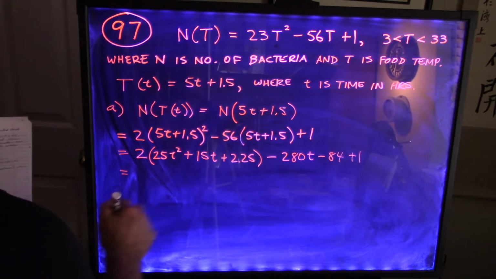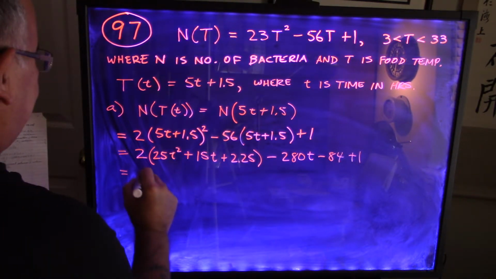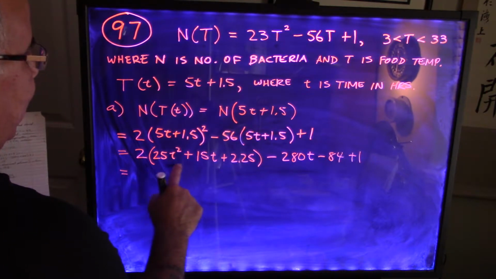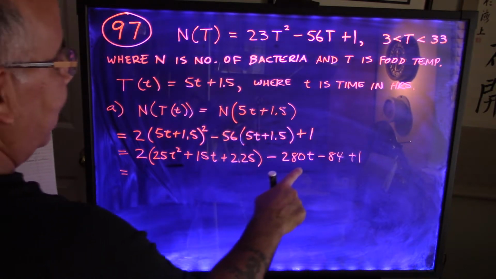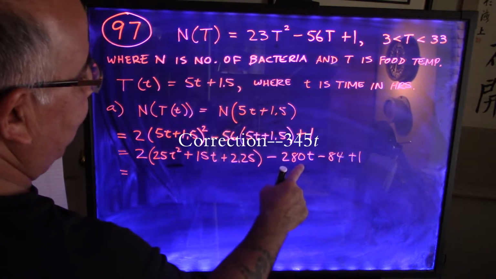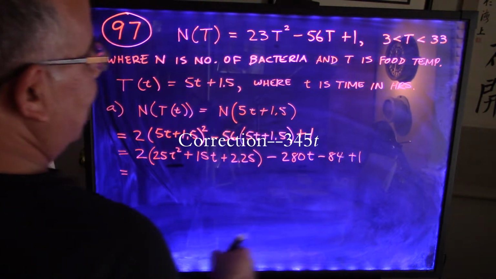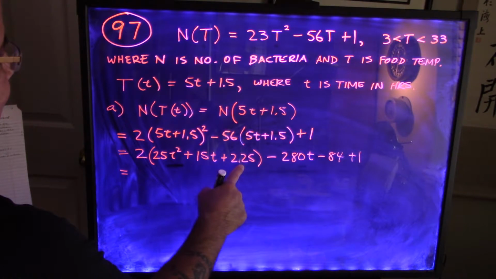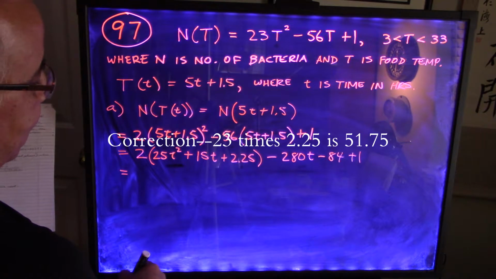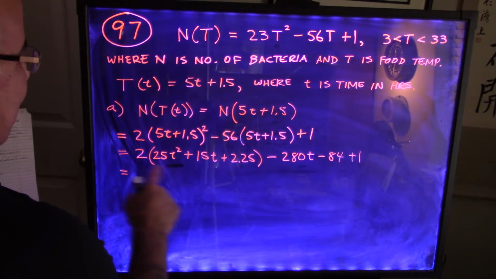So now you can distribute this through and then add like terms. I'm going to skip a lot of details here and go right to that, and then simplify. So first you multiply that through, right, and then you add your like terms. Looks like you're going to have a 30t, and then you can subtract from that 280t, and then minus 84 plus 1 is minus 83, and then you can add that to that. Multiply that through, right?